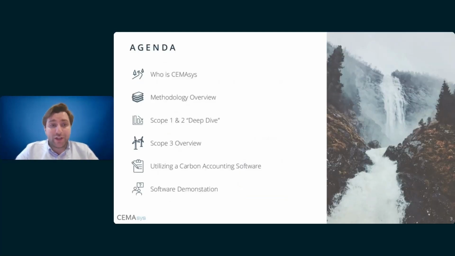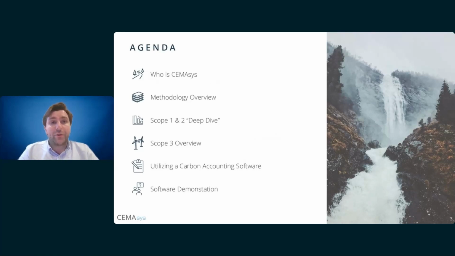Let's briefly touch on the agenda before jumping in. First, I'm going to give you a little introduction to who we are at CEMAsys, what we do, and some of the services that we provide our clients. Then I'm going to hand things over to John as he'll dive into some details surrounding carbon accounting methodology aligned with the greenhouse gas protocol. Next, he'll move on to discussing scope 1 and 2 emissions, what they are and where they come from, and then he'll jump into the details surrounding scope 3 emissions, the various categories included in scope 3, and the differences between upstream and downstream emissions.